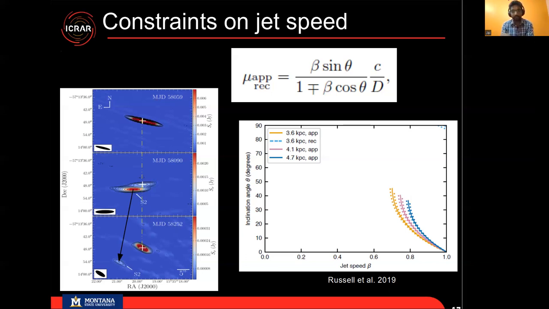Now, the second source that we have targeted is 1348. I will quickly skip it because the main point that I would like to emphasize is how the distance constraints help us in tackling the behavior of these two sources. Can you please go to the next slide?